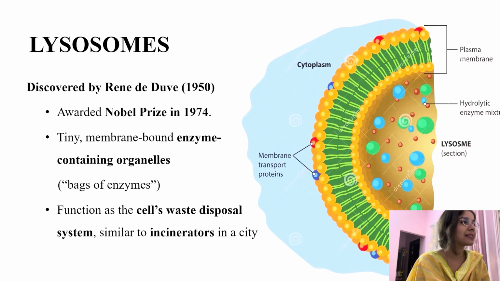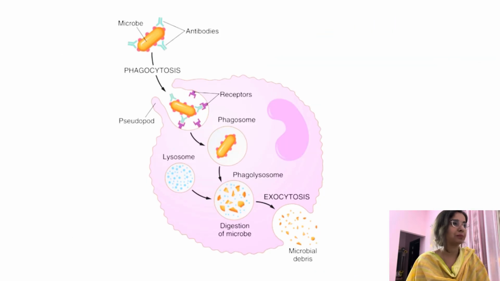So you can see this diagram. This is the lipid bilayer, and inside it there is a variety of hydrolytic enzymes. This is a lysosome. This is basically a half cut section that is being shown in the picture. So let us understand what actually happens in the lysosome, how this all functions.